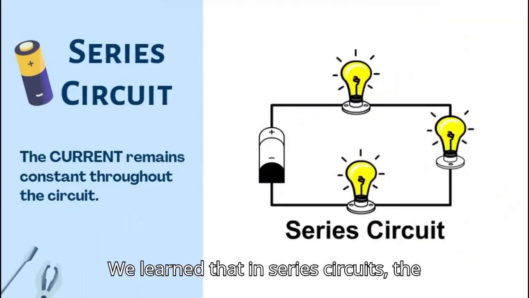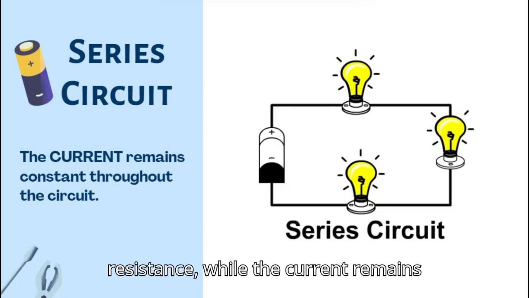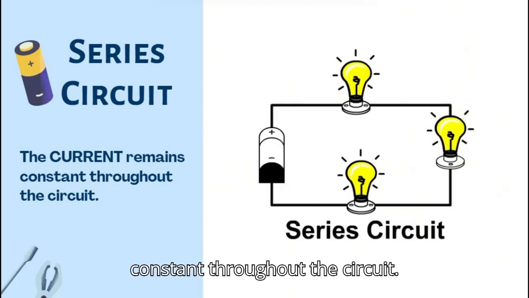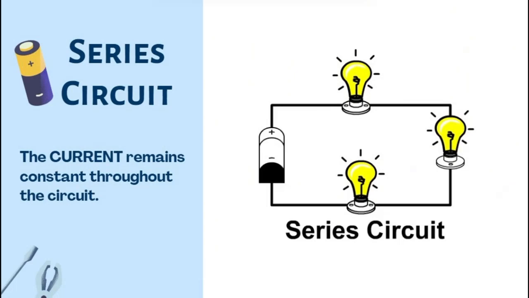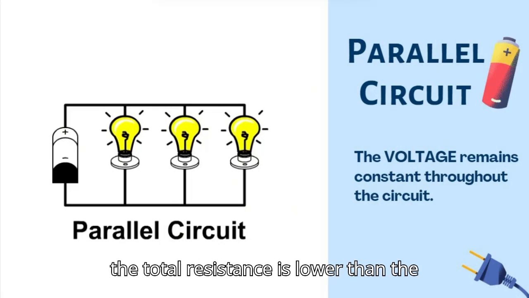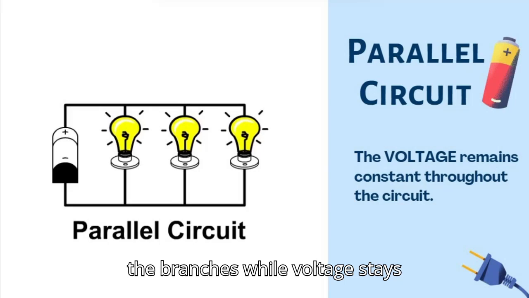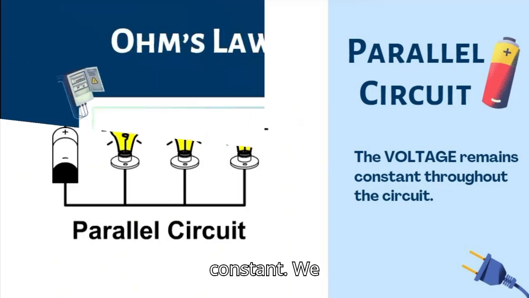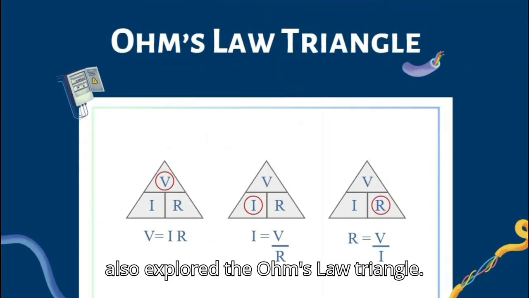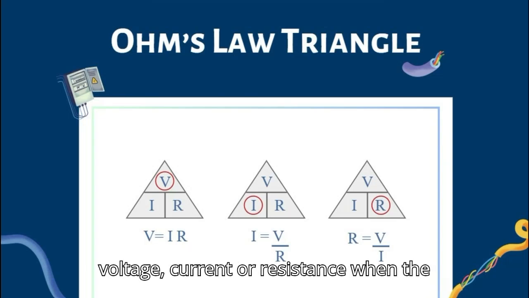We learned that in series circuits, the total resistance is the sum of individual resistances, while the current remains constant throughout the circuit. On the other hand, in a parallel circuit, the total resistance is lower than the smallest resistor, as current divides among the branches while voltage stays constant. We also explored the Ohm's law triangle, a helpful tool for quickly solving for voltage, current, or resistance when the other two are known.